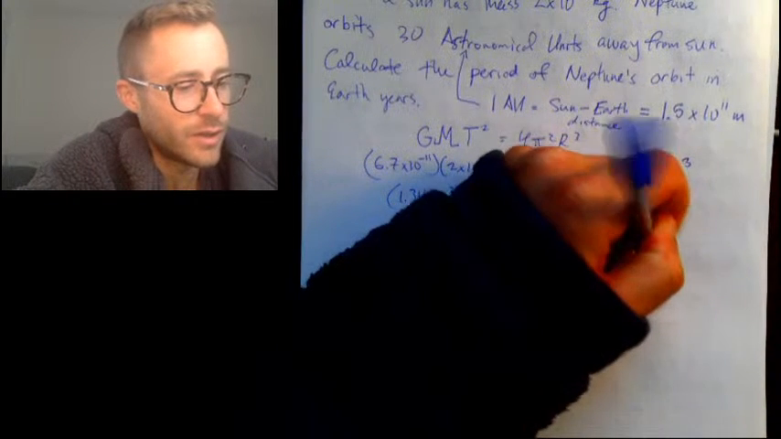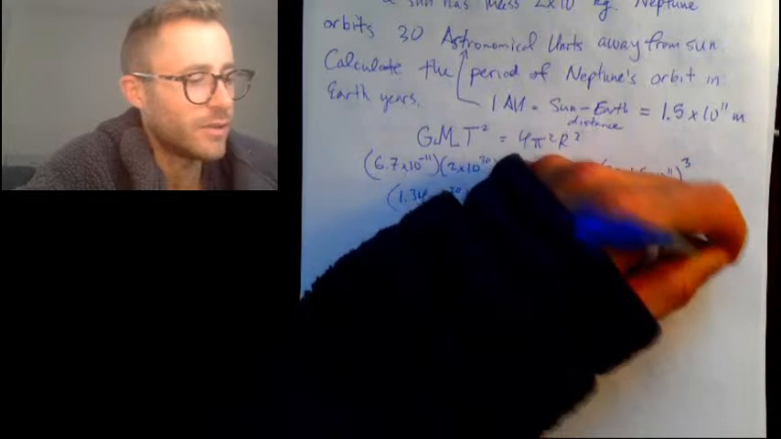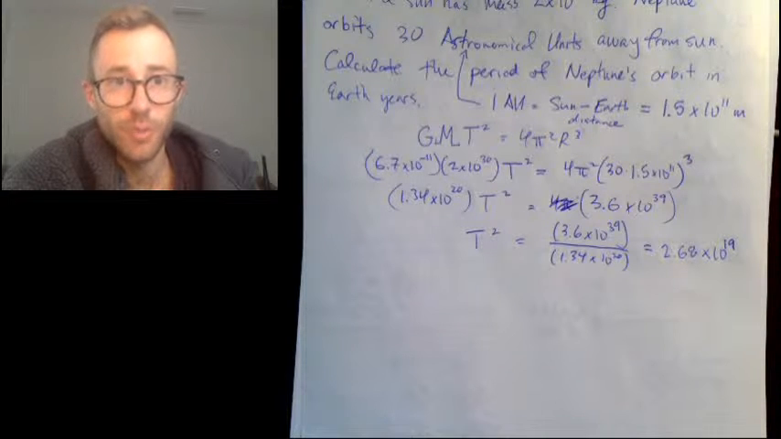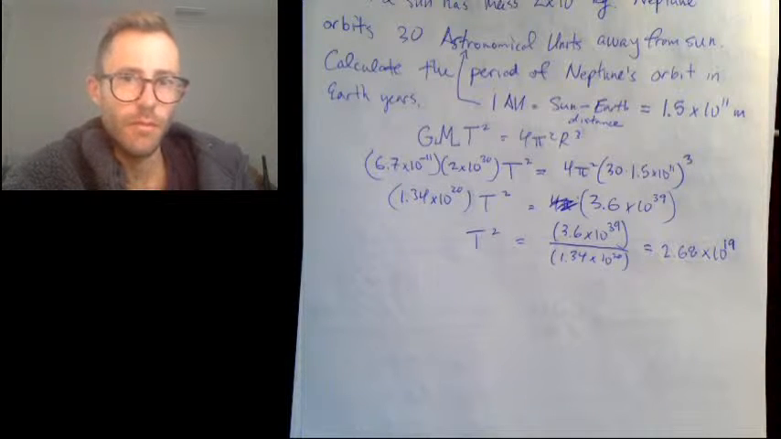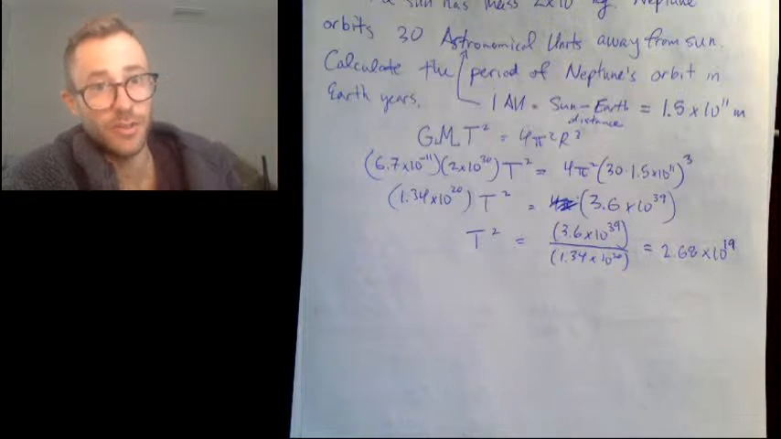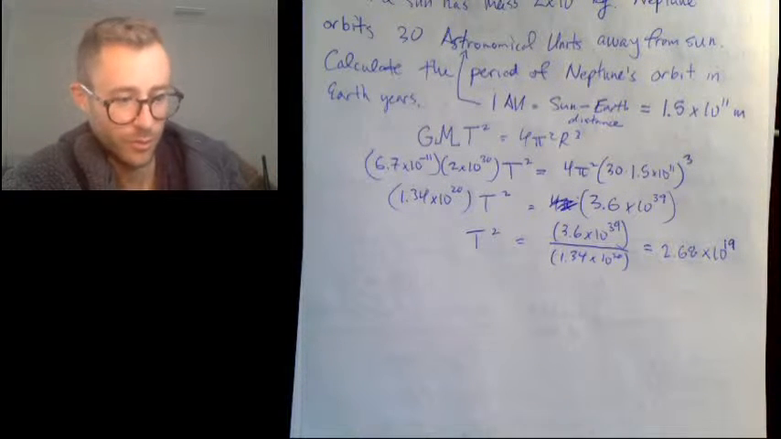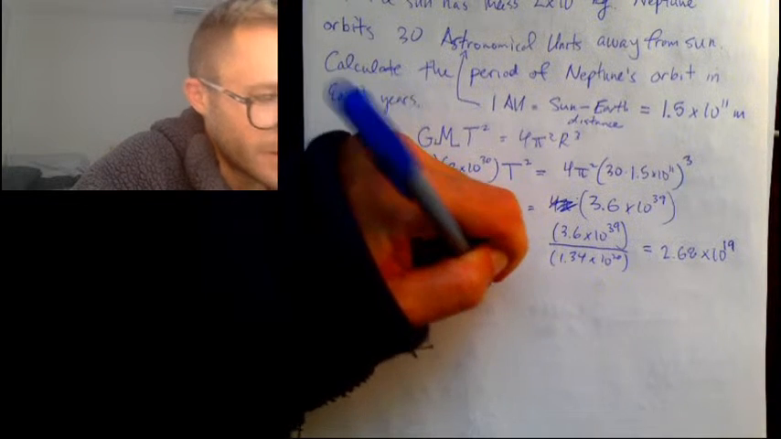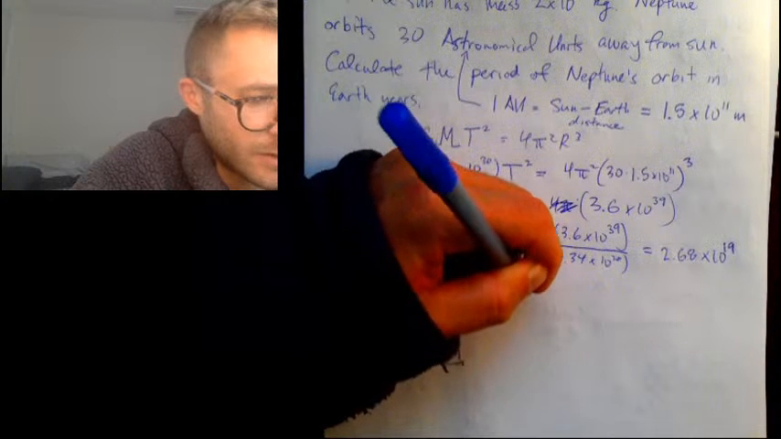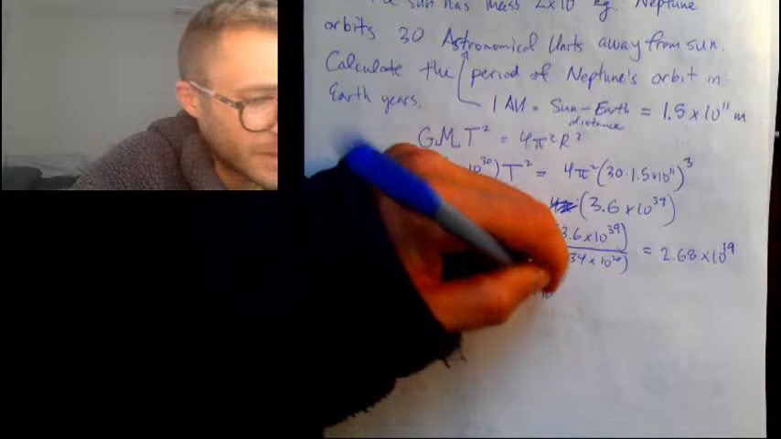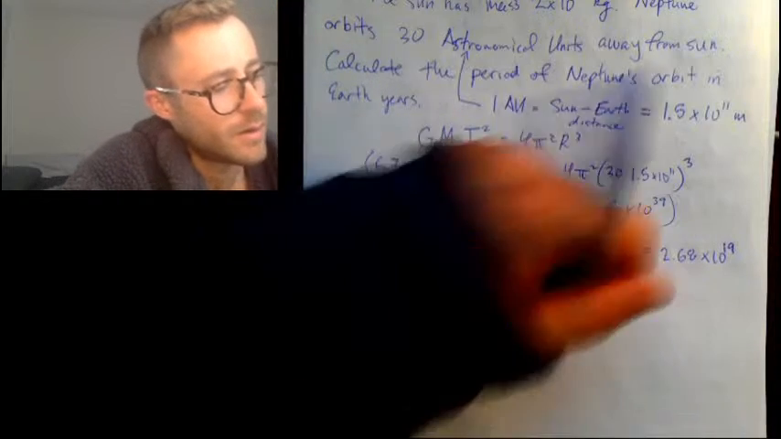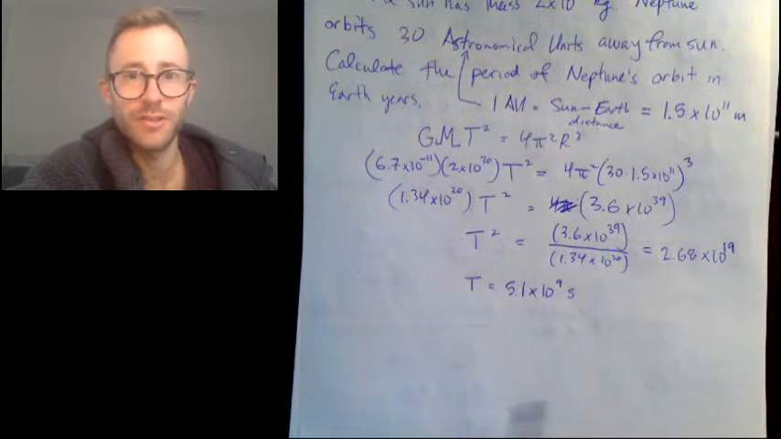And so that says 2.68 times 10 to the 19th is t squared. Okay? So now I have to take the square root of both sides. You want to make sure that you put the entire scientific notation number in parentheses when you do the square root. Otherwise, it's going to be bad for you. And I get that the period is 5.1 times 10 to the 9th, and this is going to spit it out in seconds.